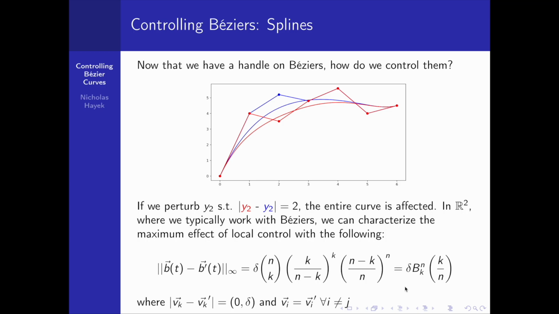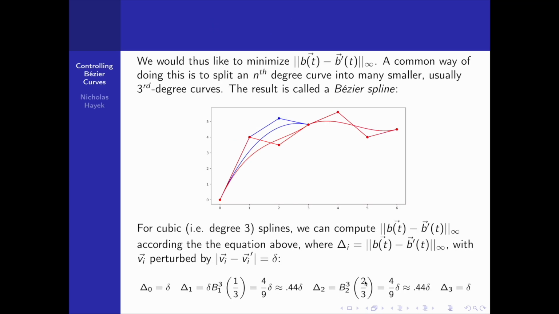This form also suggests that as we increase the number of our control points, we're eventually going to get to a point where our perturbations have little to no effect. And so that's also not desirable. So we need to truncate these curves in some way. And so that's where splines come in.